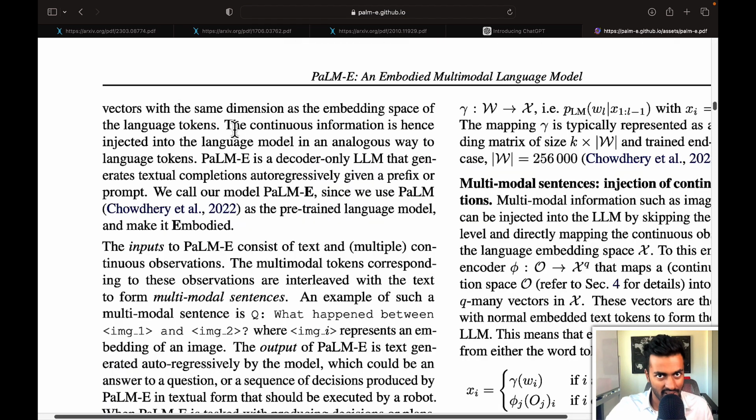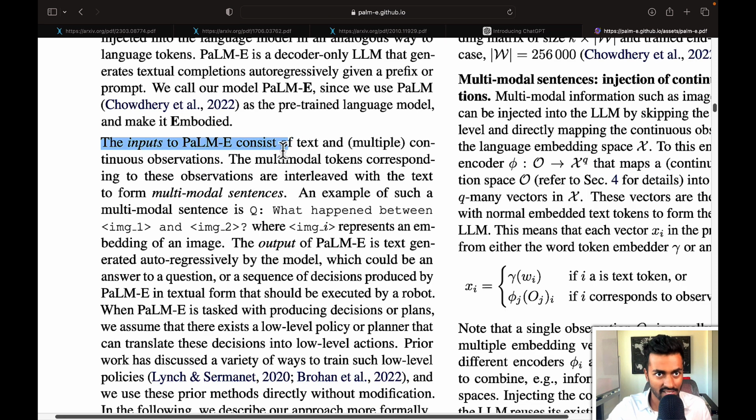Further down in this paper, you can see that PaLM-E is a decoder-only LLM that generates text completions autoregressively when given a prefix or a prompt. Decoder-only because it is a transformer decoder-esque architecture, and autoregressive means that it uses its output as an input for the next time step. And in PaLM-E, the inputs consist of text and multiple continuous observations, including images, where we have word, word, word, word, followed by image, word, image.